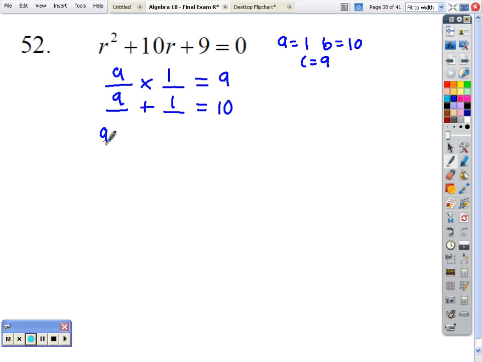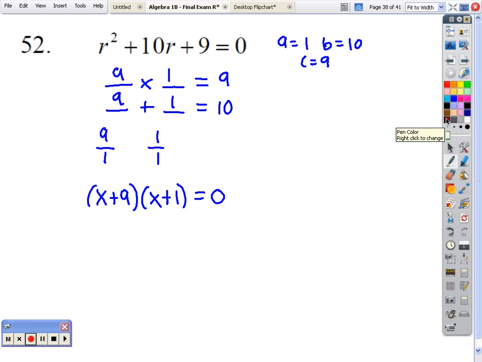We put both of those numbers over a, which in this case is 1, and those fractions are used to write our answer. So this is what we have at this point: x plus 9 and x plus 1 is equal to 0. It's a little bit different because we still have the equal to 0. Now we apply what we did on the previous two problems to find the values for x. So I'm going to set them separately equal to 0.